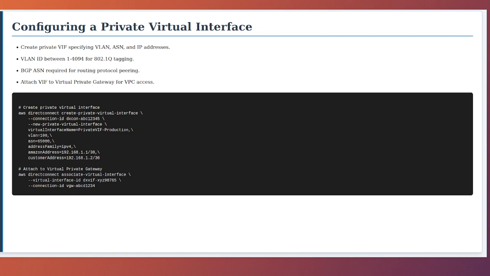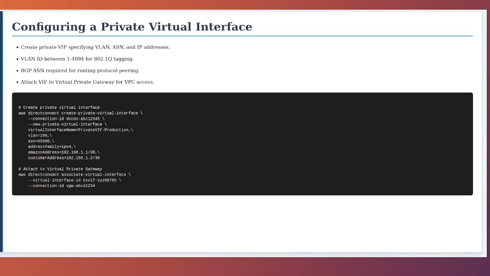The VLAN parameter is important. Direct Connect uses 802.1q VLAN tagging to multiplex multiple virtual interfaces over a single physical connection. Each VIF needs a unique VLAN ID between 1 and 4094. You can choose any VLAN ID that does not conflict with other VIFs on the same connection. Make sure your on-premises router is configured to tag traffic with the same VLAN ID.